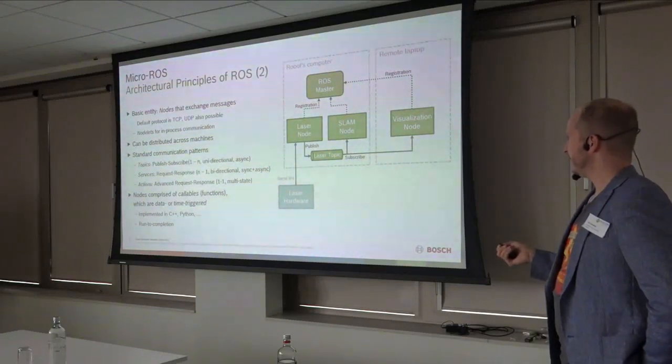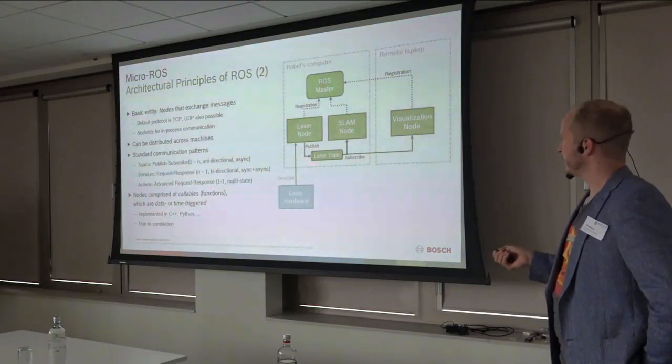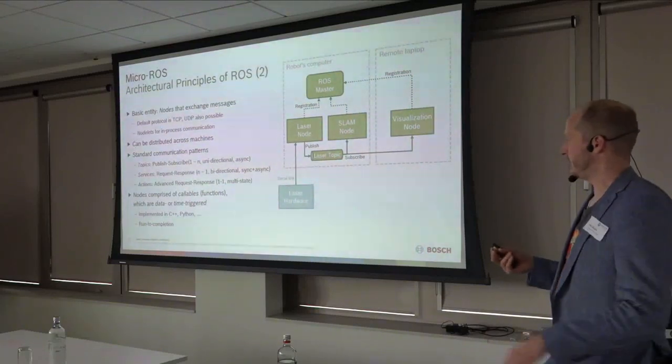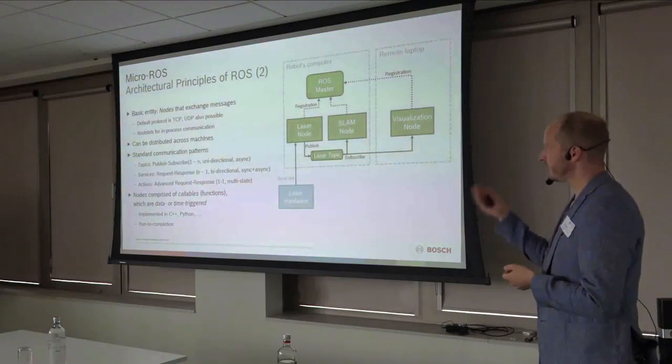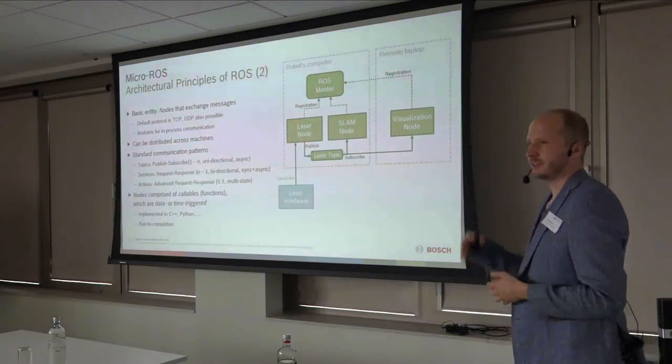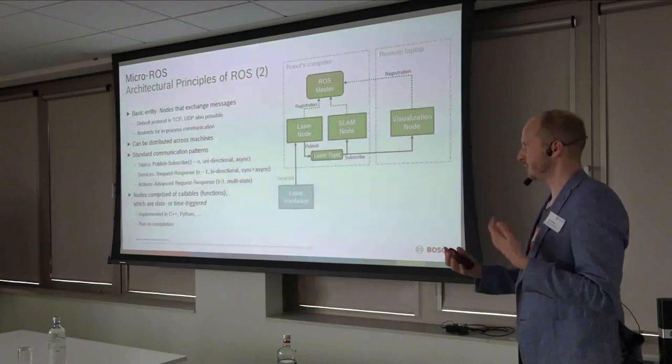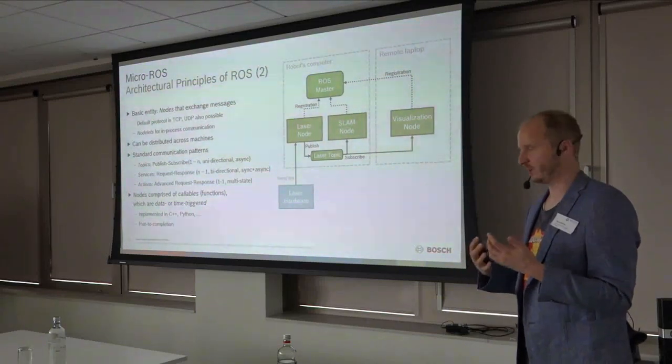We can visualize stuff and so on. And these exchange messages on so-called topics. So a node and a topic, those are the two main building blocks. These can be distributed across machines. That's in terms of middleware, that's fairly standard. It's publish-subscribe middleware. We also have request-response middleware.